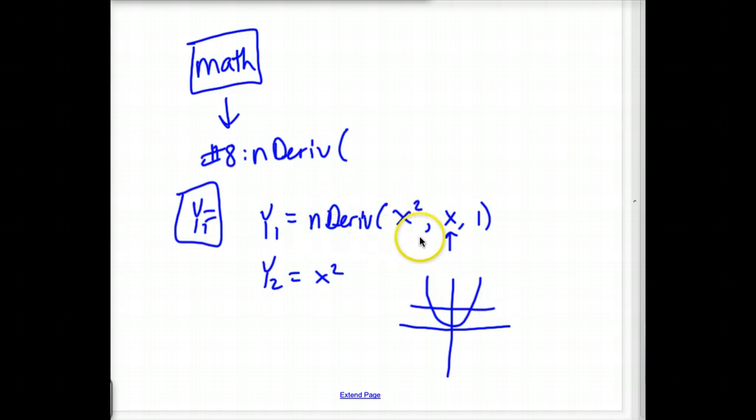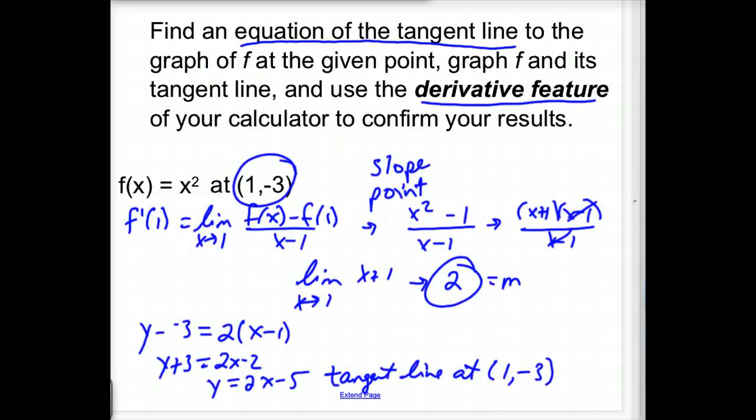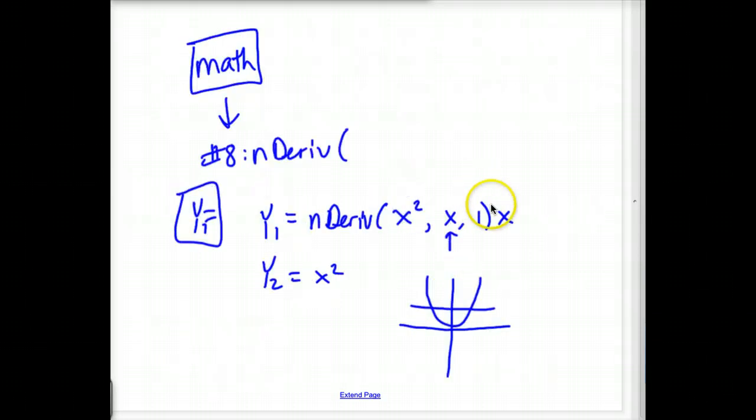Your calculator will find the derivative at 1 here for you. So that's your slope, and then we want to multiply it by x, and our y-intercept was negative 5. So this is basically going to graph the graph of 2x minus 5. This is probably not the best way to do this.